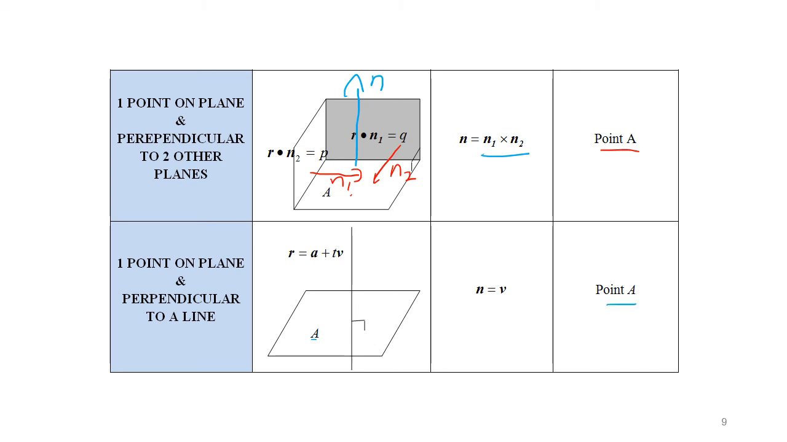And then the sixth situation, we have a point on the plane as usual, that will be our A, and then perpendicular to a line. So this is our line, let's say line L. So we know the equation of the line, A plus tV. So we have V here. This V is parallel to the line. And coincidentally, this line will be perpendicular with our plane. So it means that the V here is equivalent to our N. So we can use this V as our N. Okay. So that's the situation.